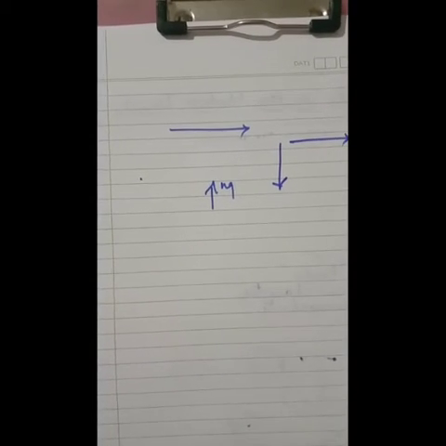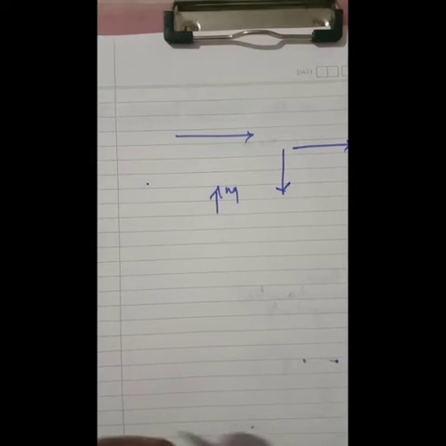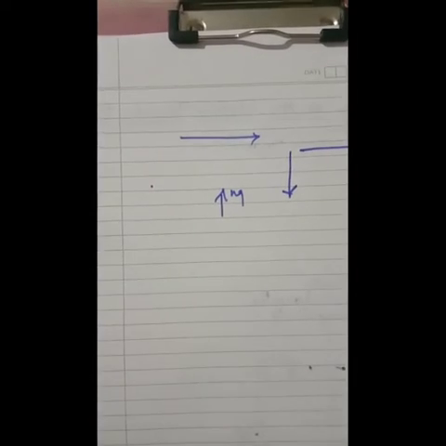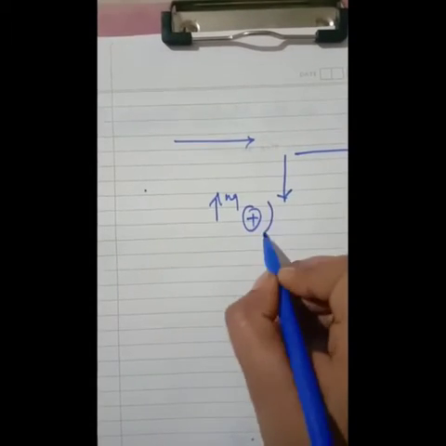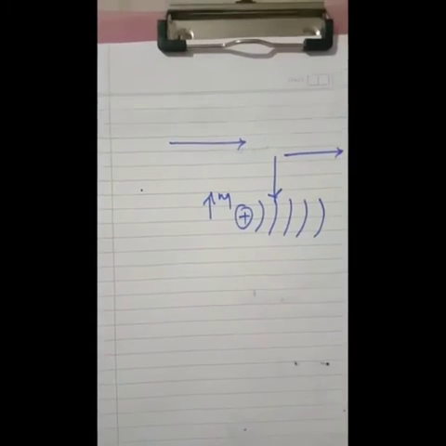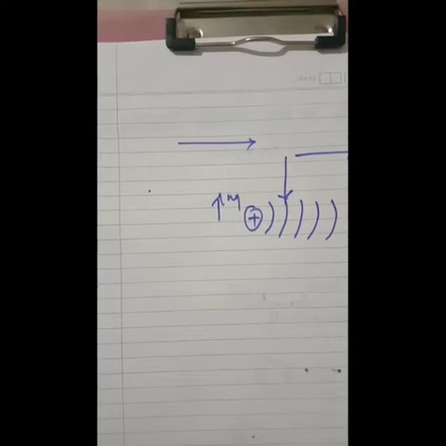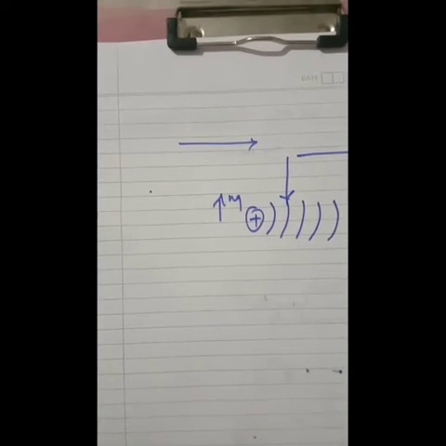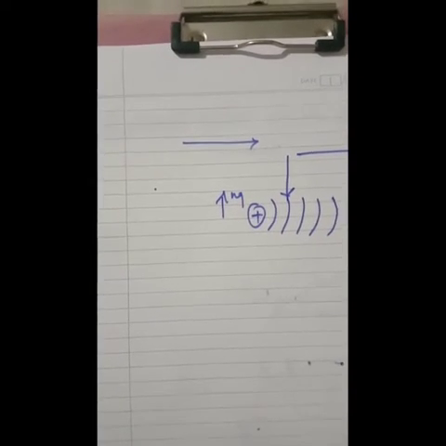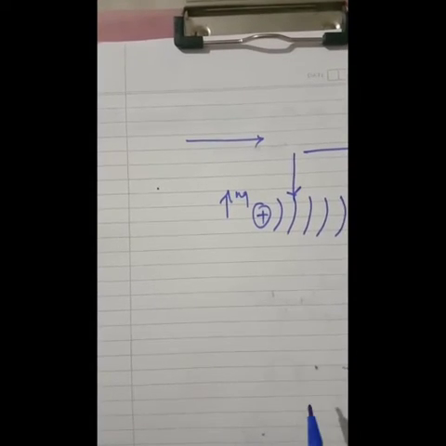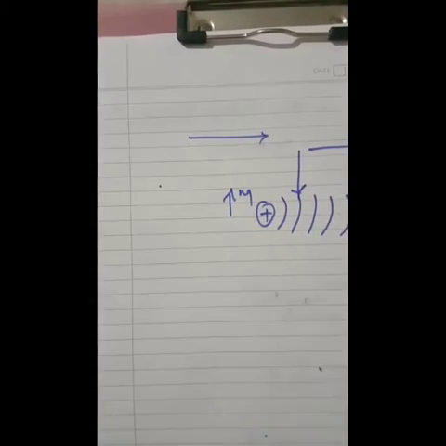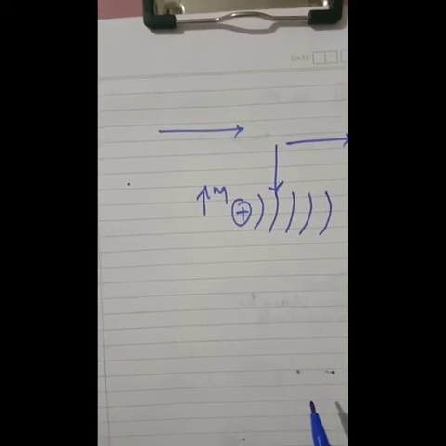Okay, so why does atomic size increase? Because new shells are being added, isn't it? As I explained, new shells will keep on adding. That's the reason the atomic size increases. Okay, this increases the distance between the outermost electron and the nucleus, so that atomic size will increase in spite of the increase in nuclear charge.